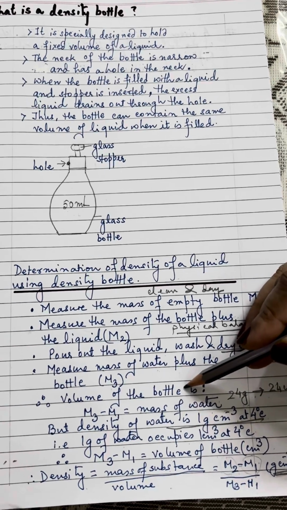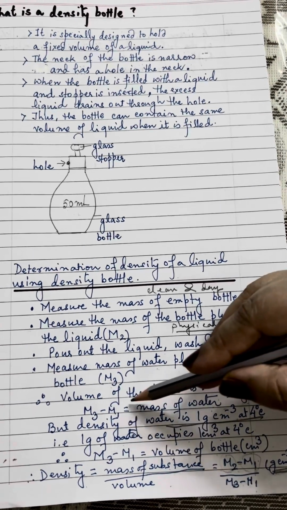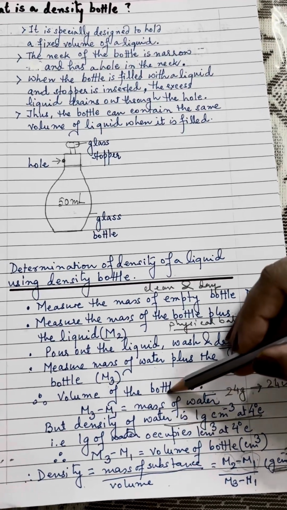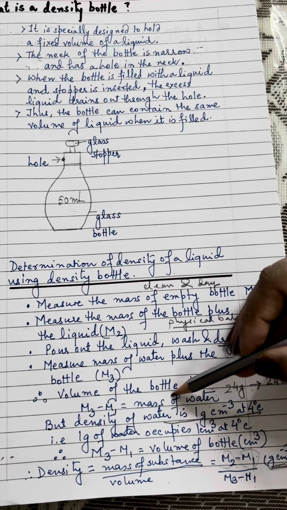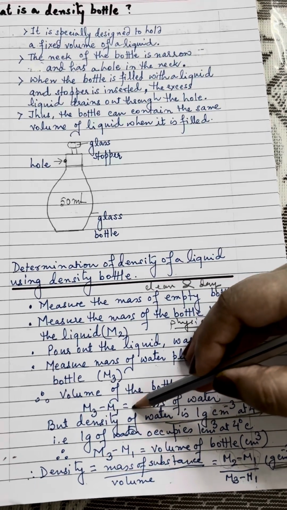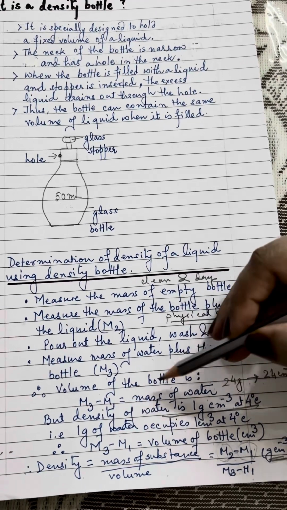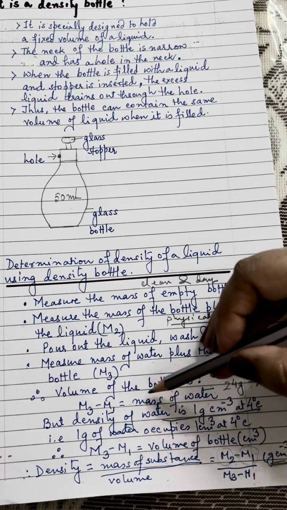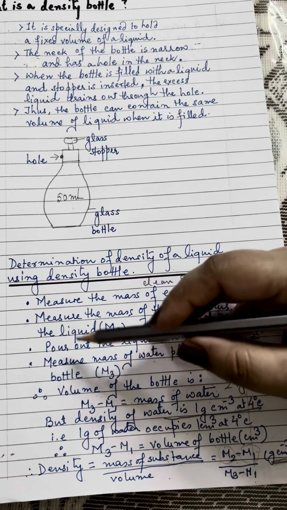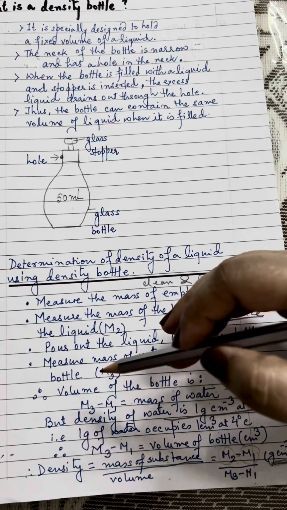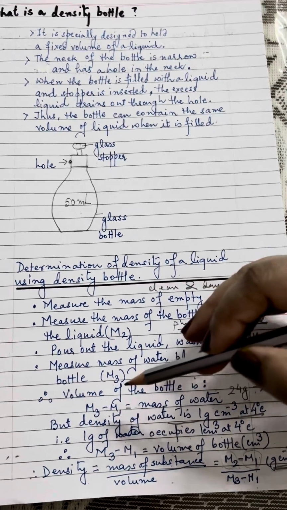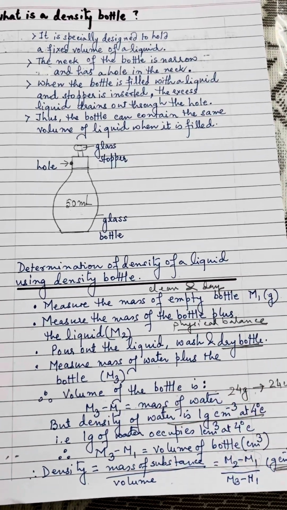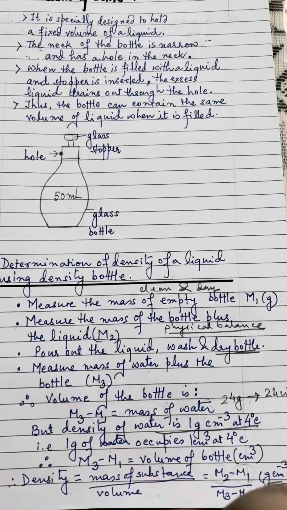So to calculate the volume of the water, let us first calculate the mass of the water contained in the bottle. So what is the mass of the water contained in the bottle? That is m3 minus m1. Okay. So that is the mass of the water. Why? Because m3 is the mass of the bottle along with the water and m1 is the mass of only the bottle. So therefore m3 minus m1 is the mass of only the water.